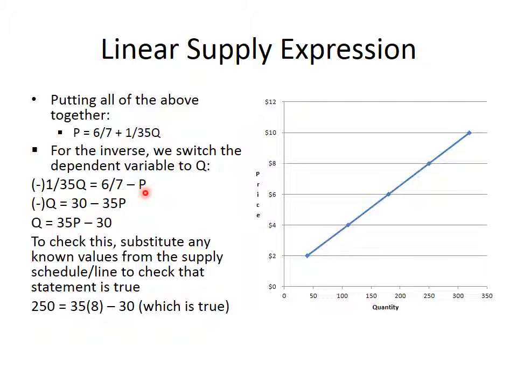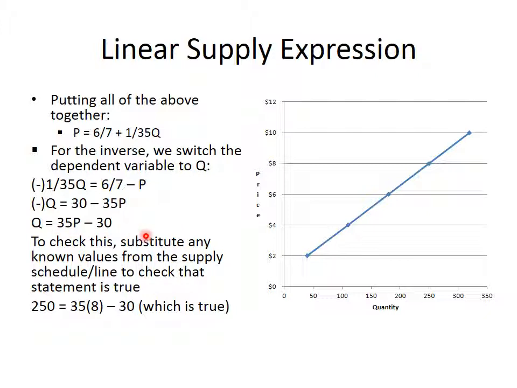We multiply both sides of the expression by 35. Whatever you do to one side of the expression, you do the same thing to the other side, and it becomes the same expression. It's just another way of phrasing it. Multiply everything through by 35, and you'll have negative Q equals 30 minus 35P. Now we multiply everything through by negative 1 to get rid of that negative sign in front of the Q, and we end up with Q equals 35P minus 30.